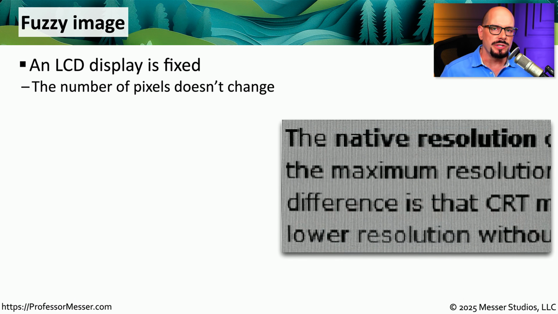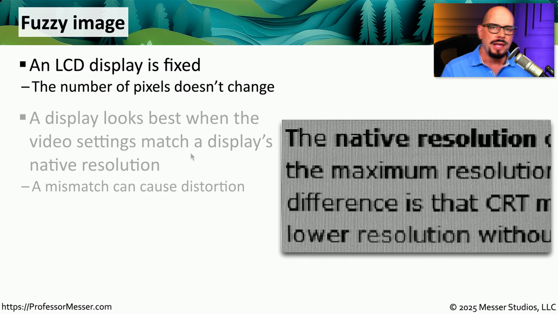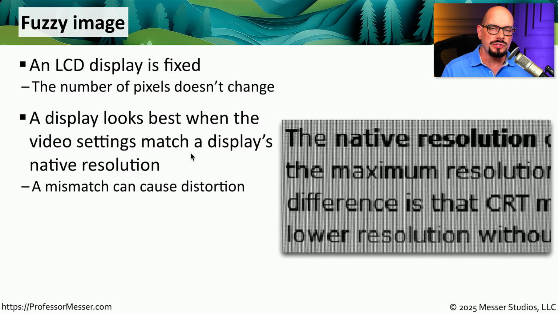One of the things you'll notice about LCD display specifications is they tell you exactly what the horizontal pixels and vertical pixels are for that display. That's because those pixels never change. You will always have that number of pixels in the horizontal, and you will always have that number of pixels in the vertical. We refer to these numbers of pixels on the display as the native resolution. And if you want this display to be as crisp and clear as possible, you will want to match that native resolution in the video settings of your operating system.